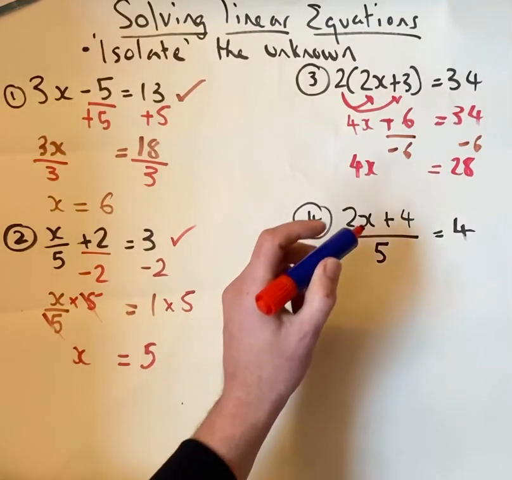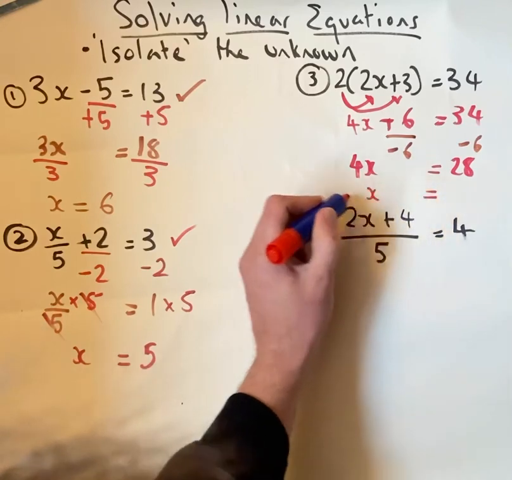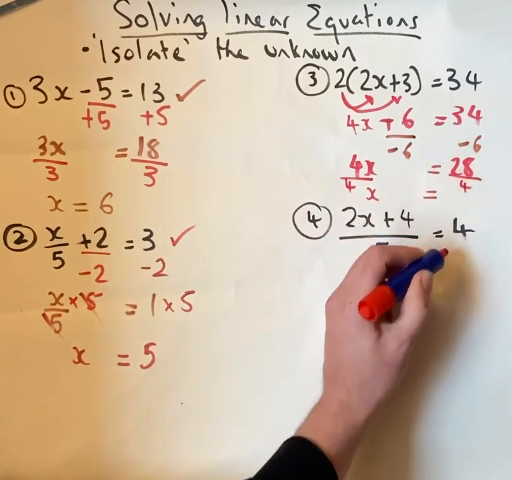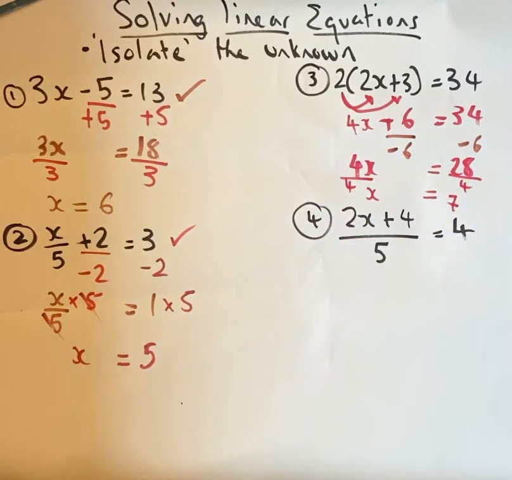Then if I divide by 4 on both sides, what I get is an x value of 7.